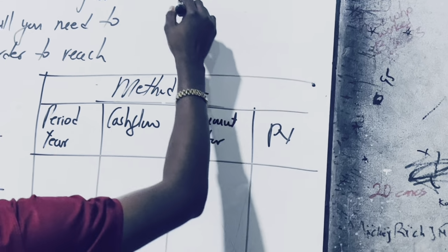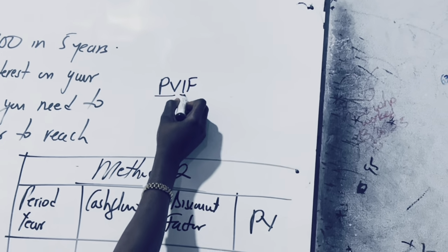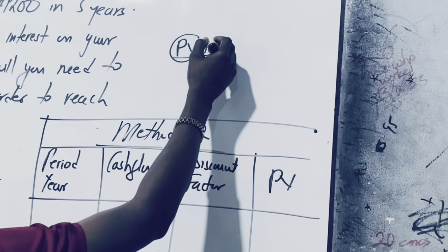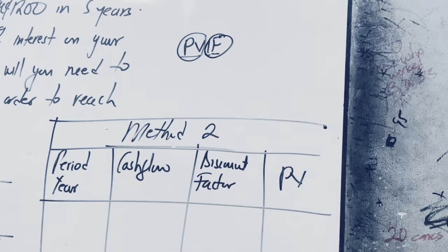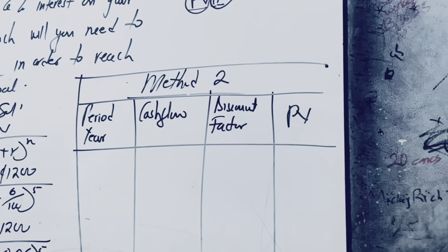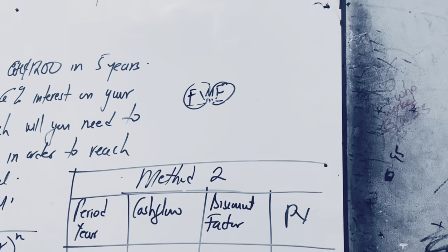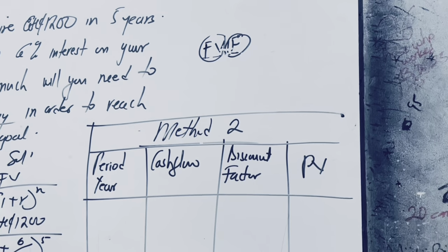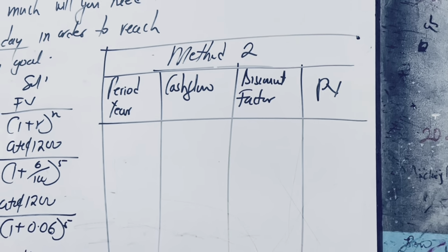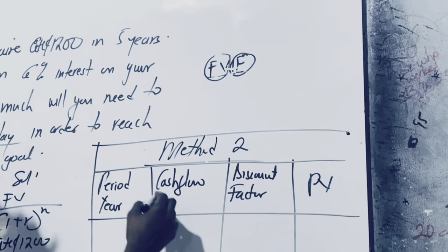In some books, you will see this as PVIF, meaning present value interest factor. The interest factor is the discount factor. Now, what is our future value? That is the cash that we are expecting. The future value is 1,200.